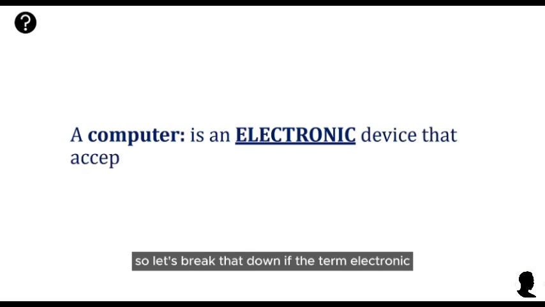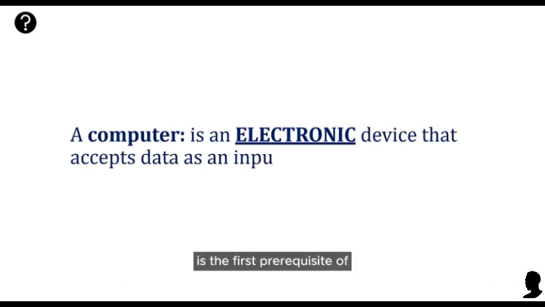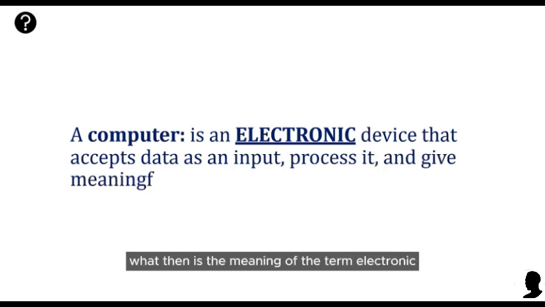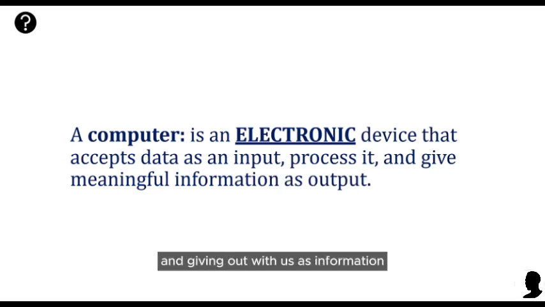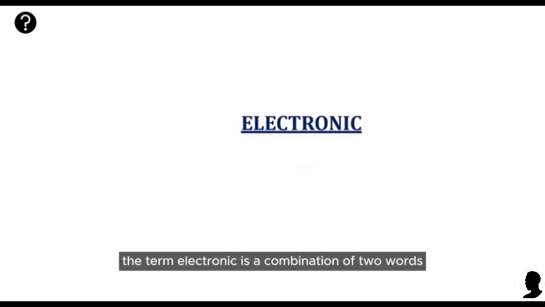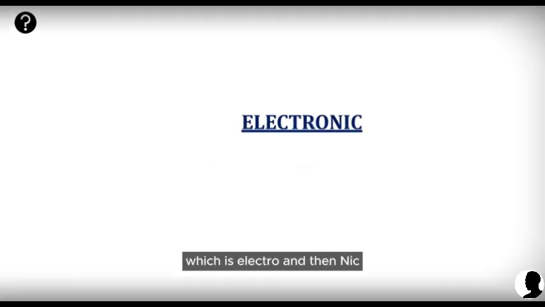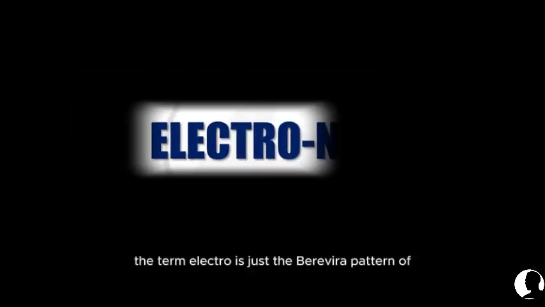If the term electronic is the first prerequisite that anything called a computer should have, what then is the meaning of the term electronic? Before we go into accepting data, processing, and giving output as information, the term electronic is a combination of two words, which is electro and NIC. The term electro is just the behavioral pattern of electrons, which is derived from the movement of electrons, which forms electricity. I don't want to go further into that science, but we already understand that that comes from electricity.